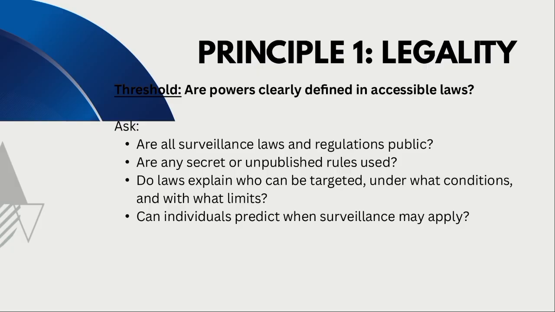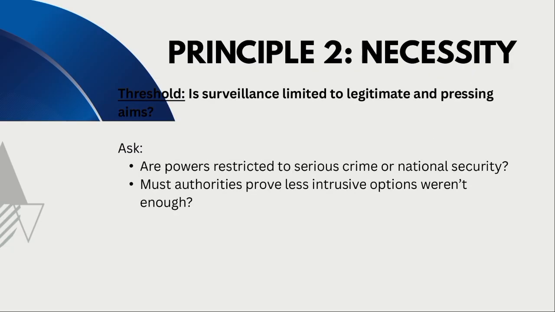Do laws explain who can be targeted, under what conditions, and with what limits? Can individuals reasonably predict when surveillance may apply to them? If the laws are secret or vague, then this fails the legality test. Next is the principle of necessity.